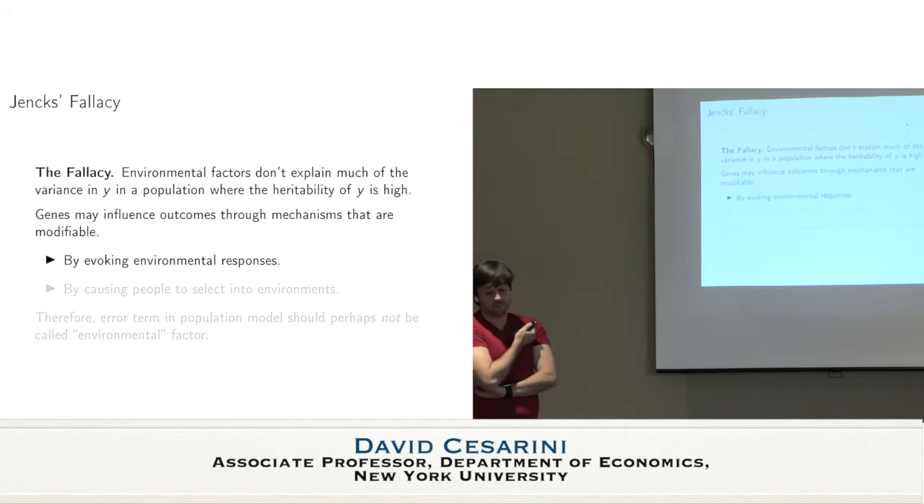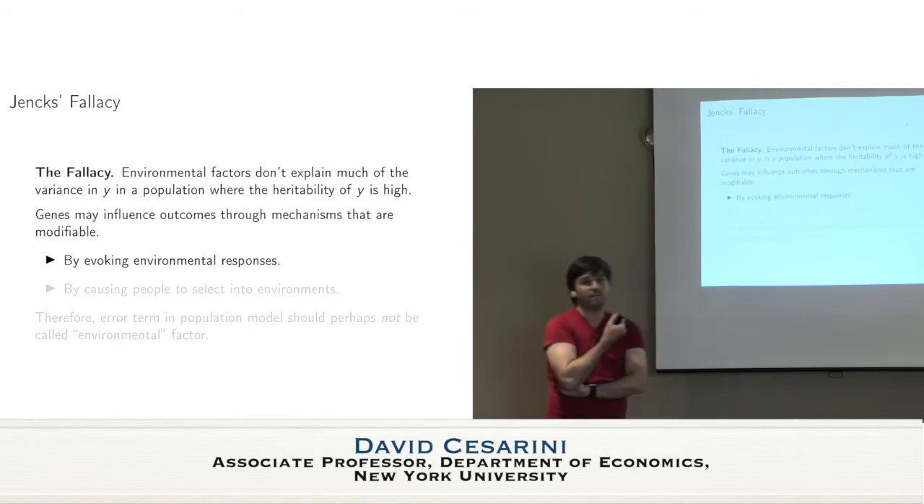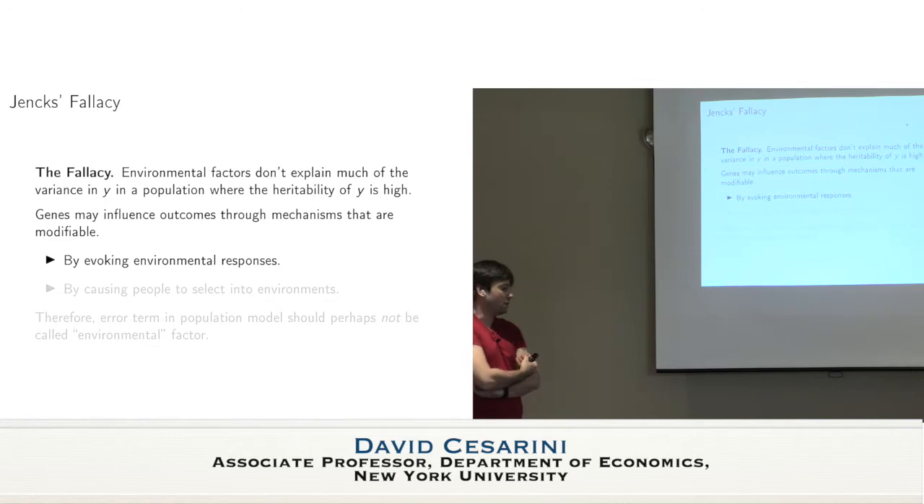Jenks's fallacy. Jenks has a very famous, great paper, in my opinion, in I think the American Journal of Sociology, that laid out, that explained why a high heritability doesn't mean that environmental factors don't explain a lot of variance in the trait. And the reason he gave, which is a good one, is that genes can often influence outcomes through channels that we would think of as environmental. I'll give some examples in a moment.